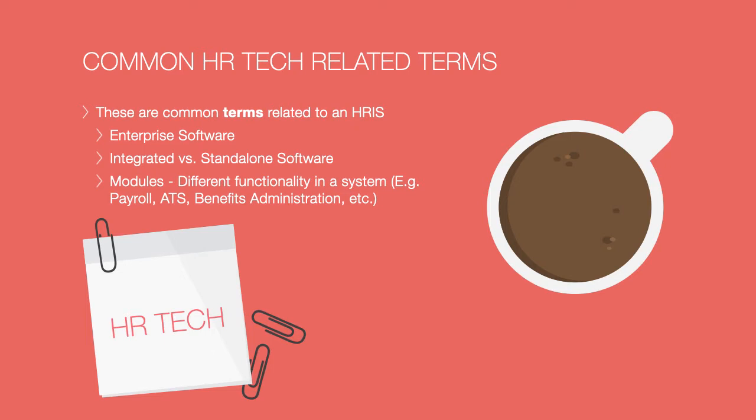Modules are basically the different functionality in a system. So, for instance, an HRIS can have a payroll, applicant tracking system, and benefits administration functionality built into them. So, what those different components are called are modules.